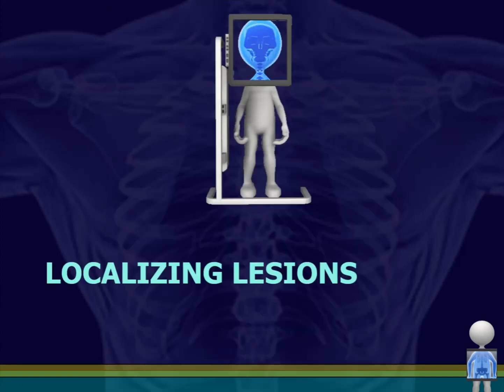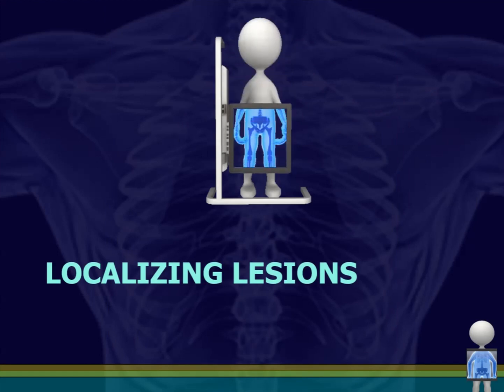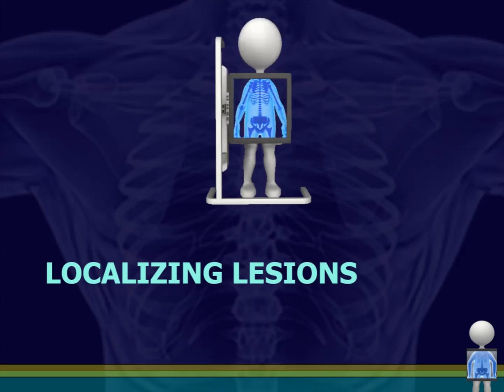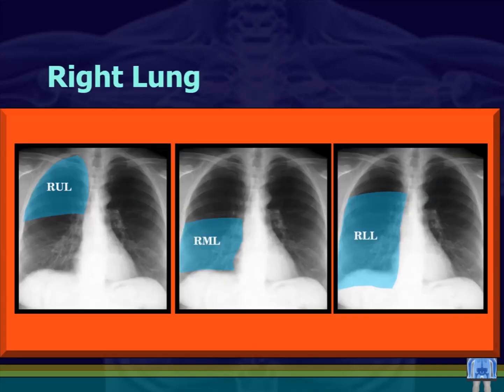Let's talk about localizing lesions, infiltrates, etc. How do we find out where exactly it is in the lung? I just told you that was a right middle lobe pneumonia. How do I know that? So this is basic anatomy, guys, but let's relate to how that anatomy might look on a chest x-ray.